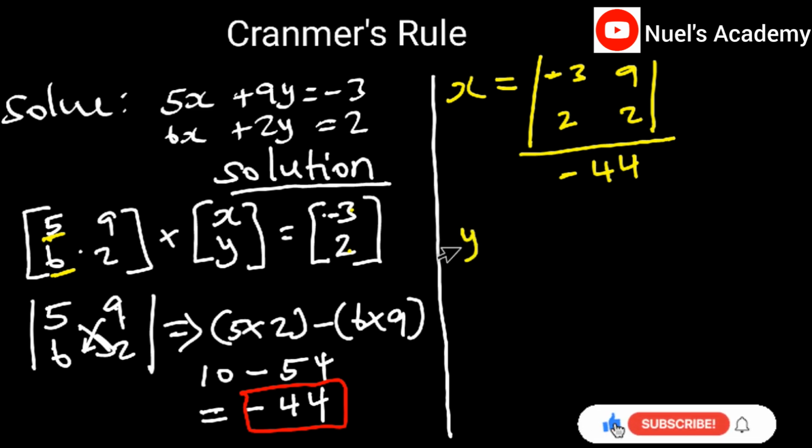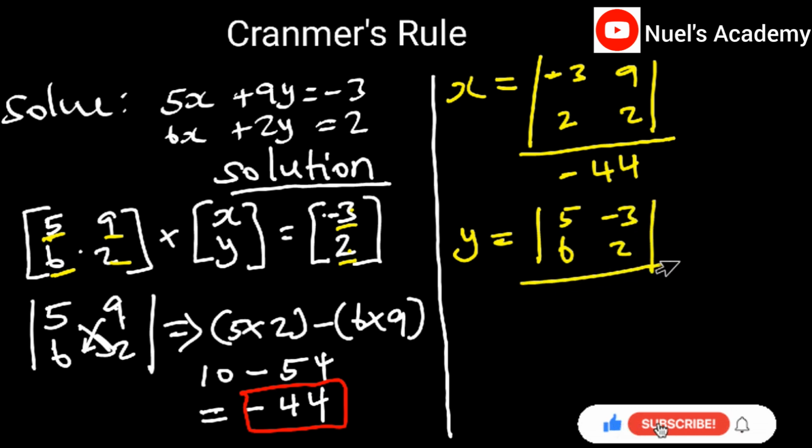And then y is given by the determinant of 5 and 6. Then we're going to replace this 9 and 2, which are the coefficients of y, with minus 3 and 2. So you have minus 3 and 2. Then divide by the determinant of the problem matrix, which we have found here.